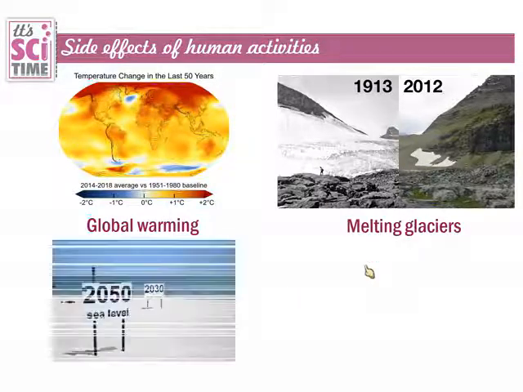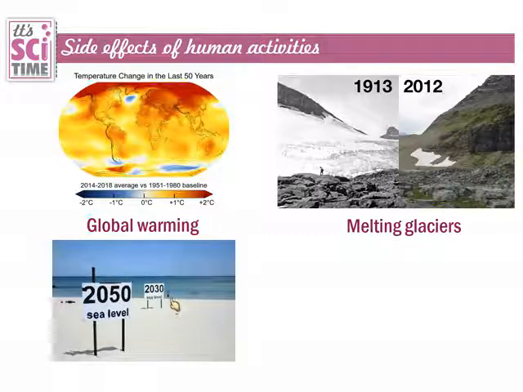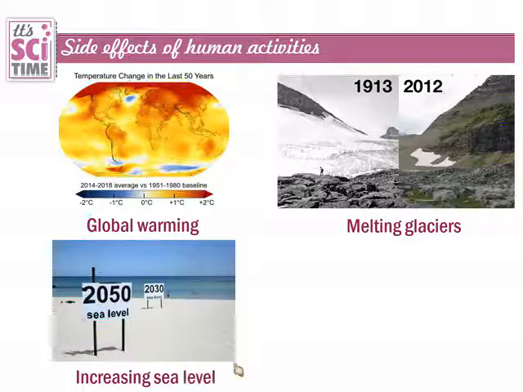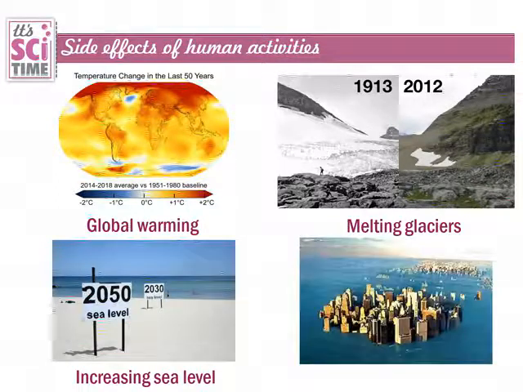Melting glaciers is the second effect, and the sea level increases. This is a nice illustration of the expected sea levels in the future. Nowadays, in 2020, and by 2030 the sea level will increase to this level. By 2050 they guess it will increase to here. As the glaciers melt, the sea level increases. As a result, cities get flooded like this, because when the sea level rises, cities close to the ocean definitely get flooded.